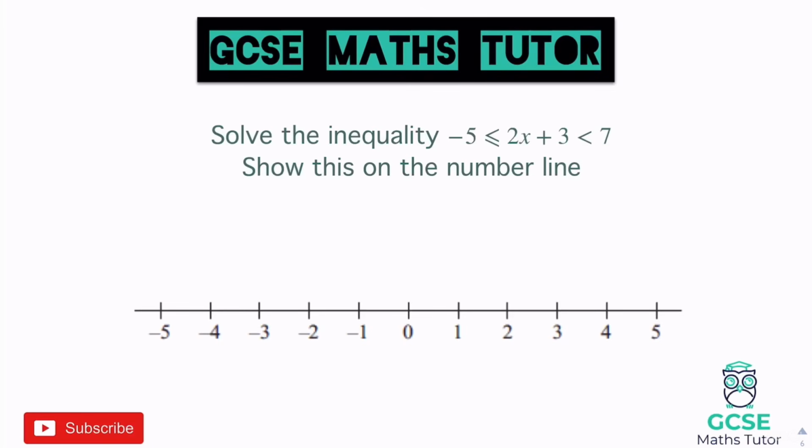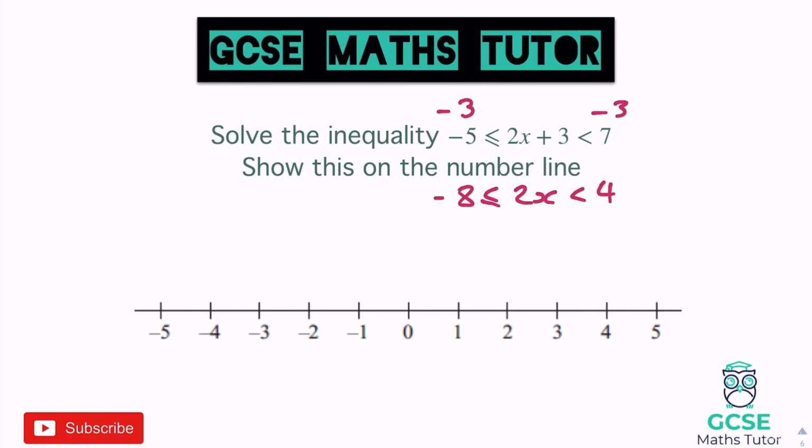But in this case, when we subtract this 3 to actually start isolating this x, all we're going to do is take away 3 from both sides. So I'm actually just going to take that away from both sides. I'm going to write -3 and -3. And when we do that, -5 take away 3 is -8. And that is the equal to symbol under that. Then we'd just be left with 2x in the middle. And 7 take away 3 there is 4.